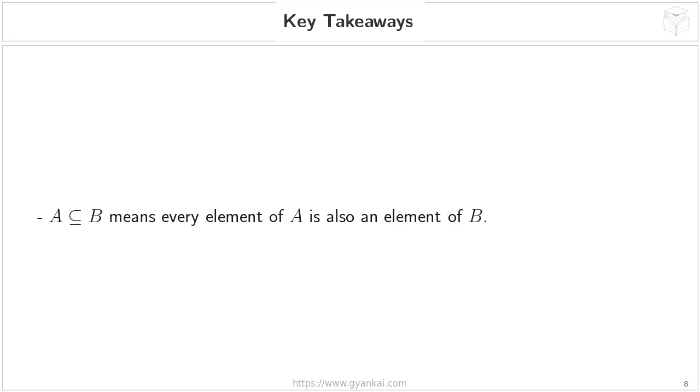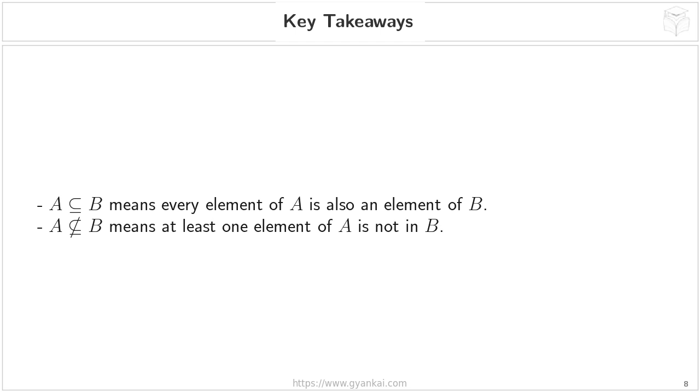Key takeaways. First, we have A is a subset of B, which we write as A ⊆ B, remember. This means that every single element found within set A must also be present in set B. If you can find even one element in A that isn't in B, then A is not a subset of B. Next, we have A is not a subset of B. Denoted as A ⊄ B, this simply tells us that at least one element of set A is not found within set B.